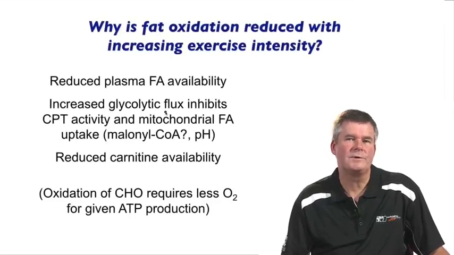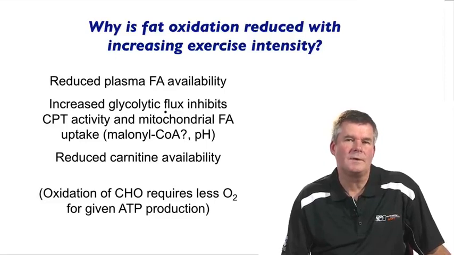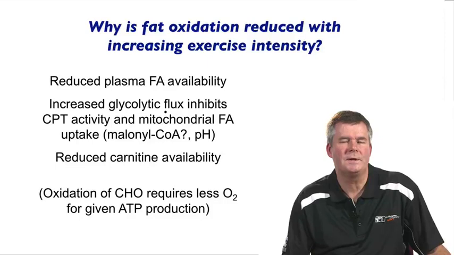Some of the factors that contribute to this, certainly in relation to plasma free fatty acid oxidation, a reduction in the availability and the delivery of fatty acids can contribute. Inside the muscle, there are relationships, partly related to carnitine and CPT that I showed you, that as you increase the rate of glycogen breakdown, as you increase adrenaline and sympathetic nerve activation, that is known to inhibit the activity of CPT, and that will have a negative effect or inhibit the mitochondrial uptake of fatty acids.